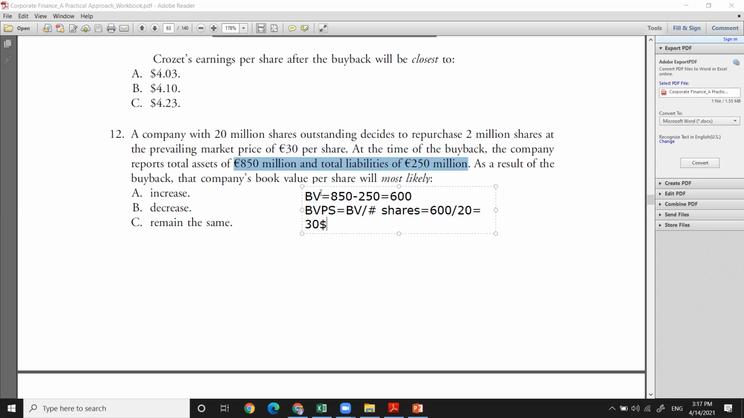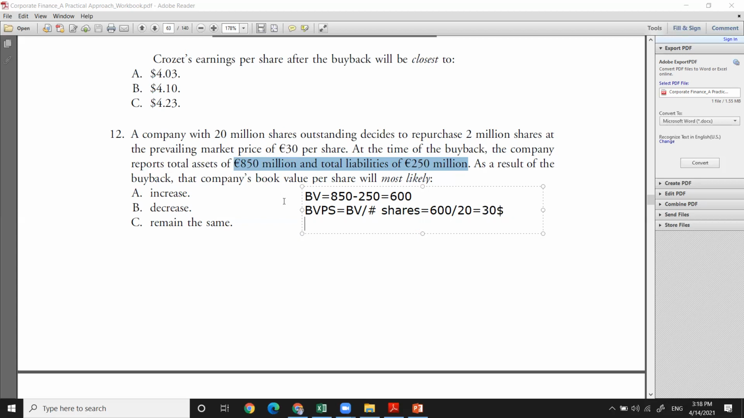And now we can compare what could happen. It will remain the same. Even if you calculate, you'll get the same. You can just come up to the rule that we have already mentioned. It will remain the same because we see that the original book value per share is equal to the market price. So 30, they will remain the same.